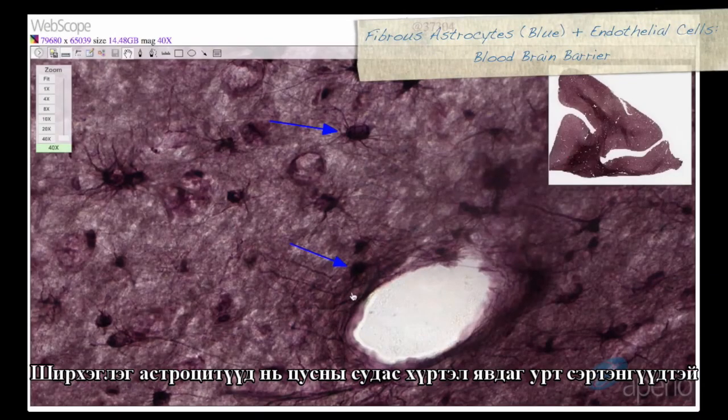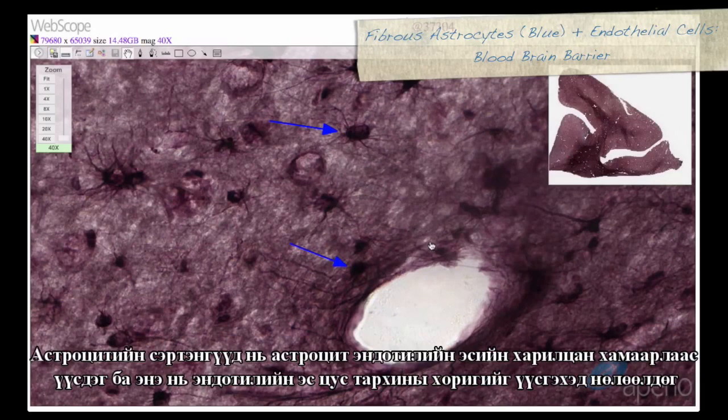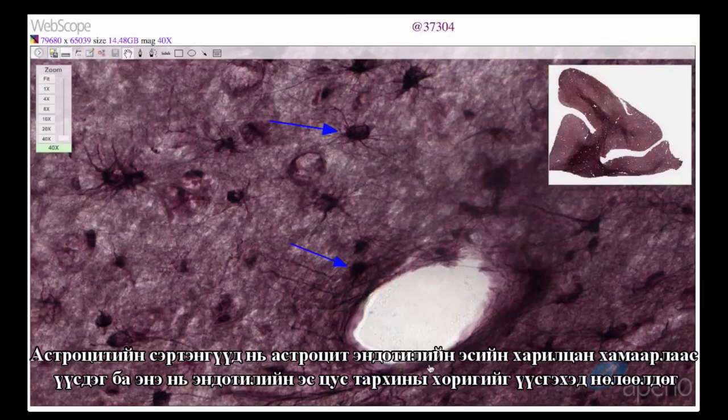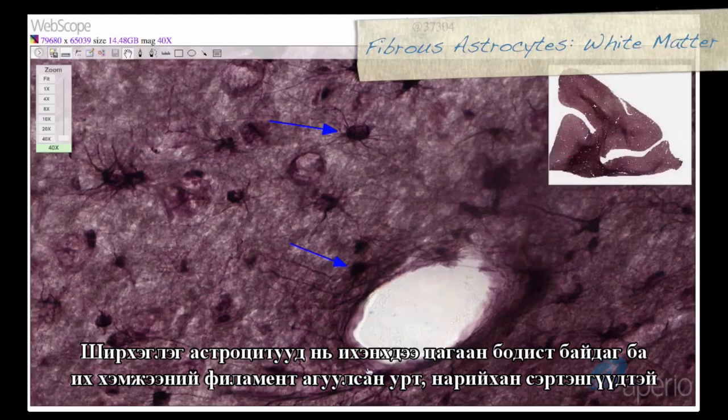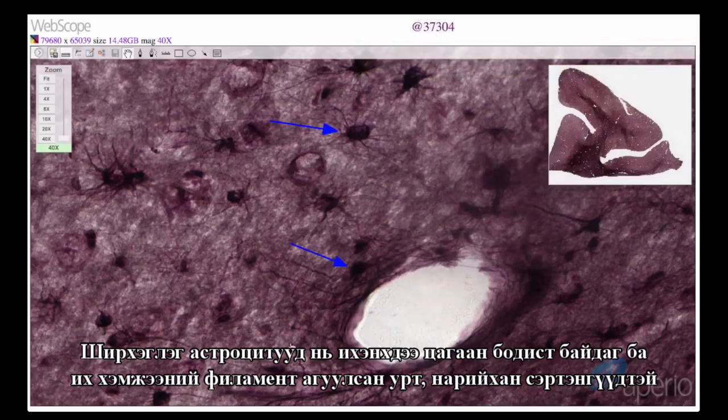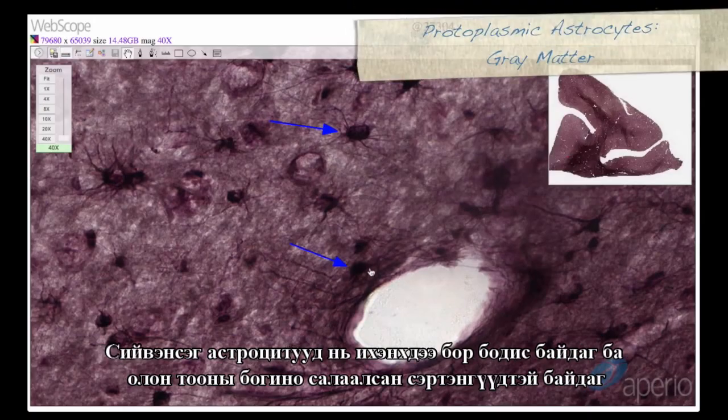Fibrous astrocytes contain long processes that extend towards blood vessels. Astrocytic processes form an astrocyte-endothelial cell interaction, which induces the endothelial cells to form the blood-brain barrier. Fibrous astrocytes are found primarily in the white matter and contain long, slender processes with numerous filaments. Protoplasmic astrocytes are found primarily in the gray matter and contain thick, bushy processes.